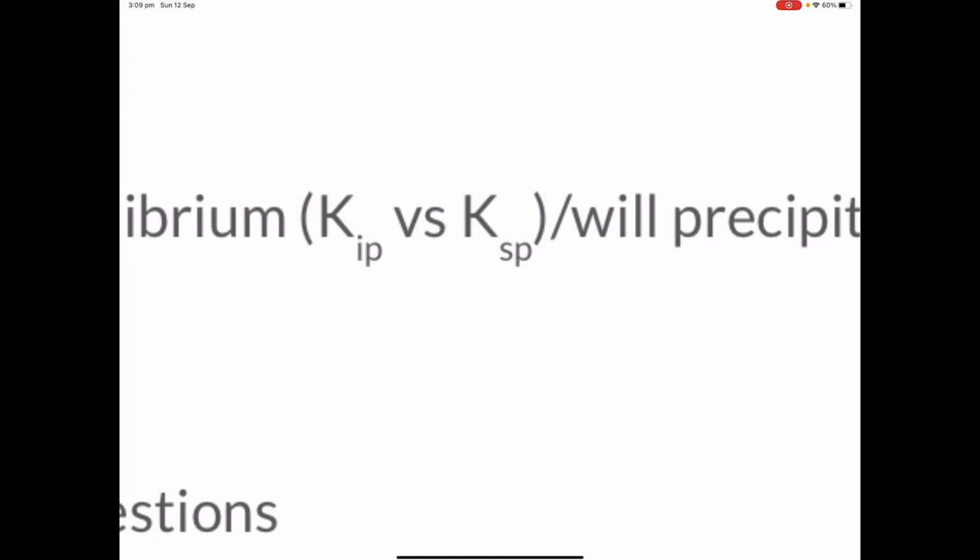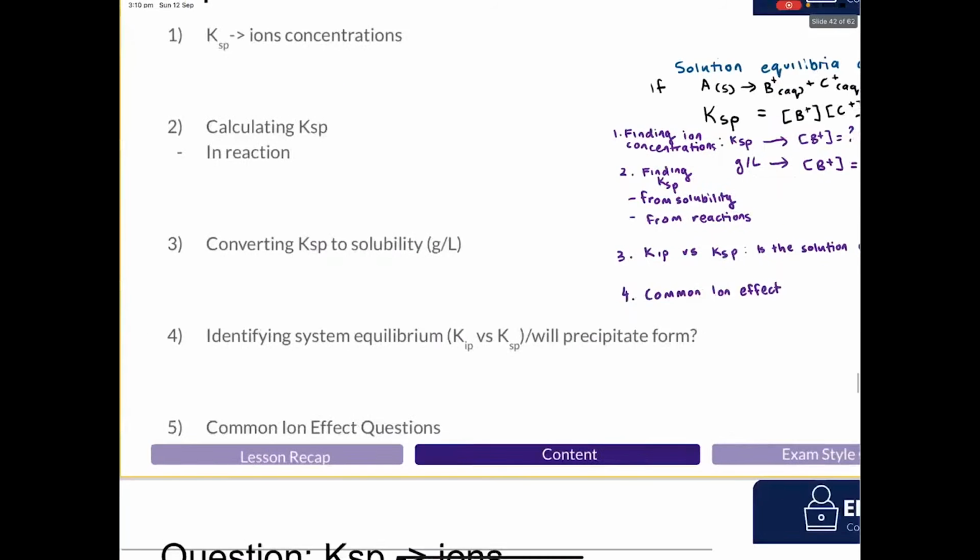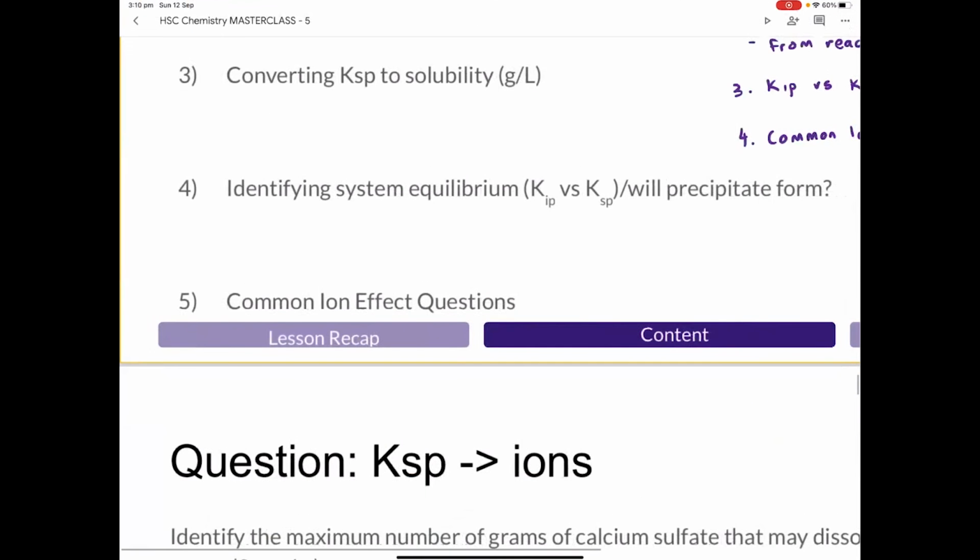The forward reaction. Yeah, and if KIP is greater, you want to always get to KSP, so reverse is favored. Very good. And we'll finally finish off pretty much this module with a common ion effect question, because everything else in this module, I'm quite certain that you can do fine.